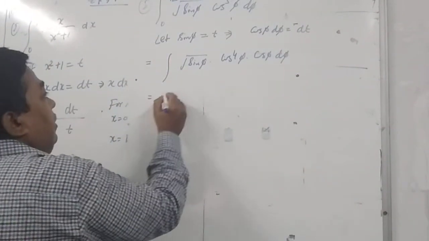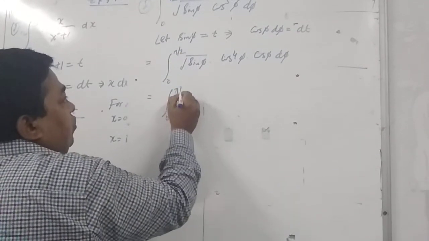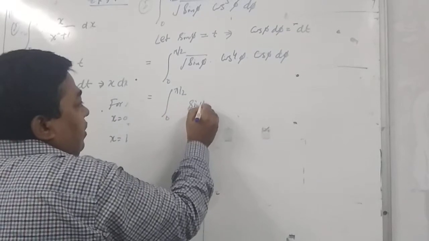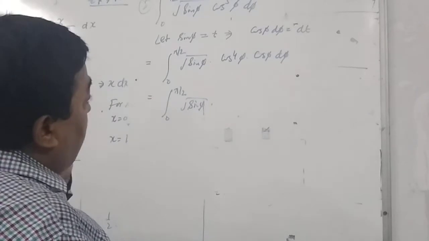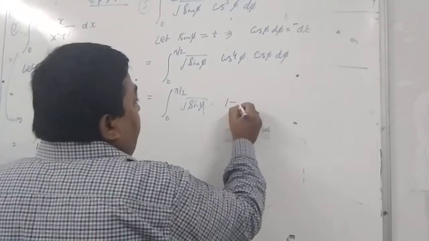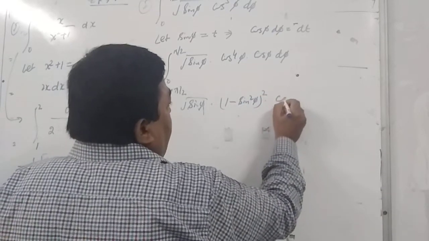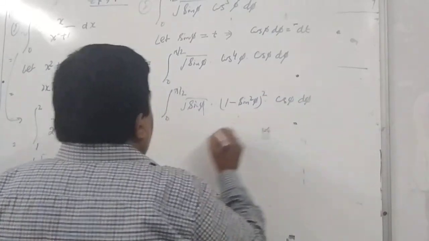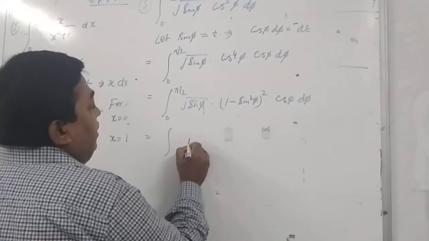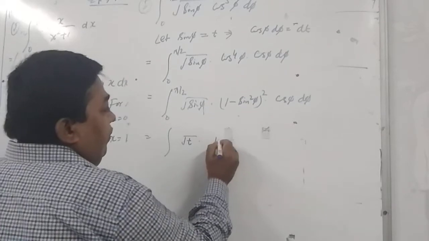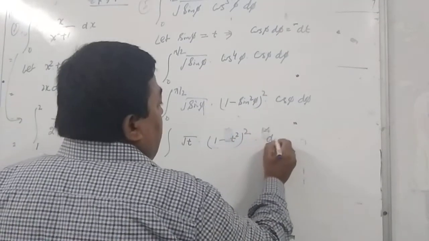In the next stage, the limit is 0 to π/2, sin φ, and this cos to the power 4 φ you can write as cos² φ cos² φ, meaning (1 minus sin² φ) whole squared, and cos φ dφ. Now put the changes here: sin φ is t, so root t, and (1 minus t²) squared, and this is the dt.